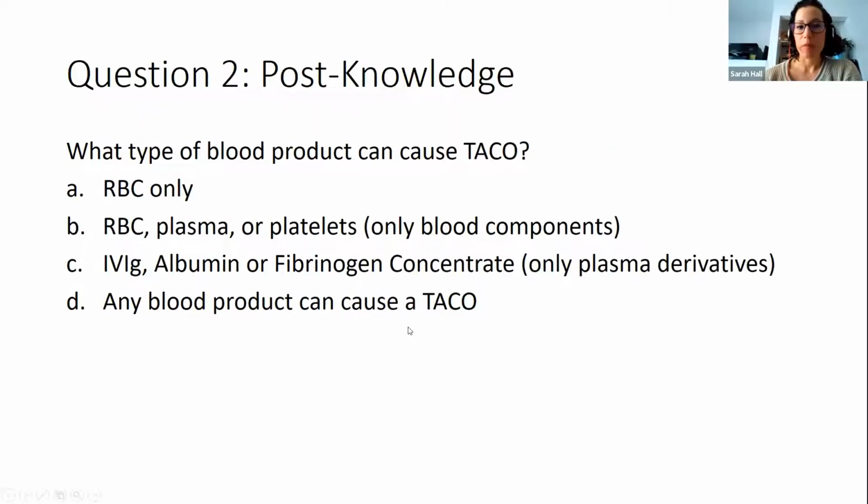Question 2, what type of blood product can cause TACO? RBC only, blood components like RBC, plasma or platelets, only plasma derivatives like IVIG, albumin, or fibrinogen concentrate, or any blood product? Great. So it looks like pretty much overwhelmingly everyone voted D. All products can indeed cause a TACO reaction, as we demonstrated with those 2 cases.